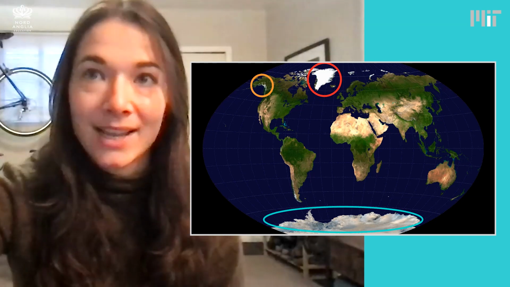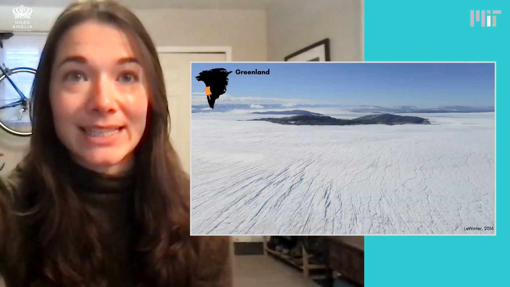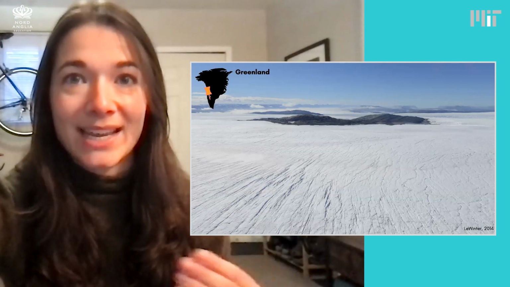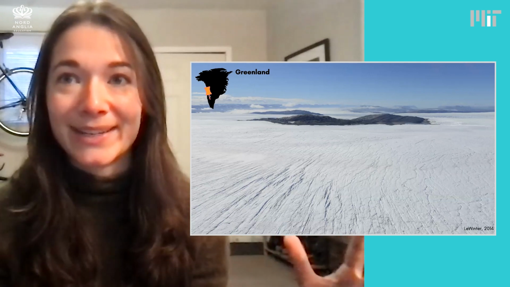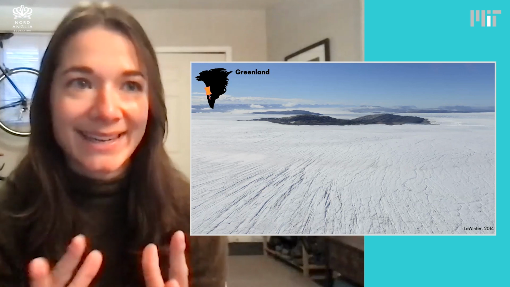So we'll begin by flying to Greenland. This little orange pin shows exactly where we are on the map. And this is when I saw a glacier for the first time. Here on the western edge of the Greenland ice sheet, I was so amazed by how big this landscape was.